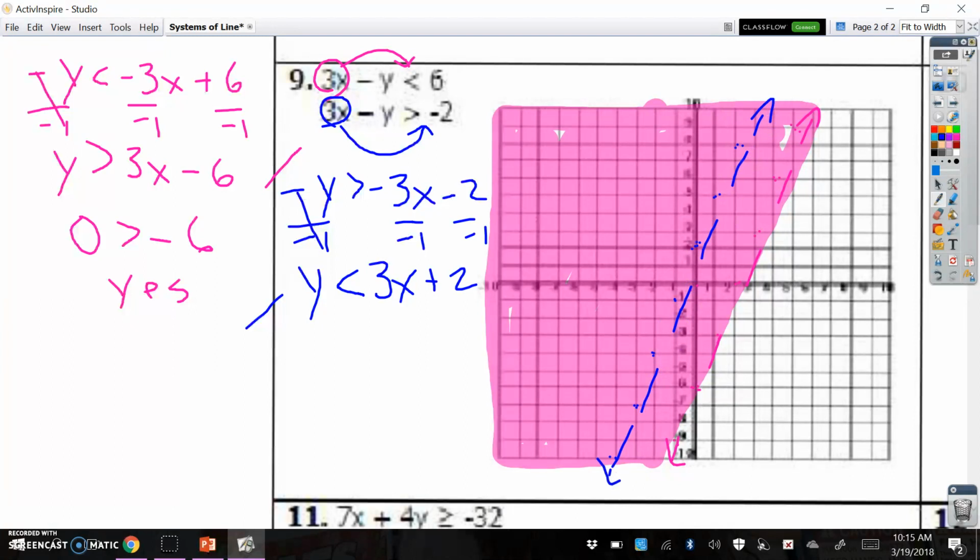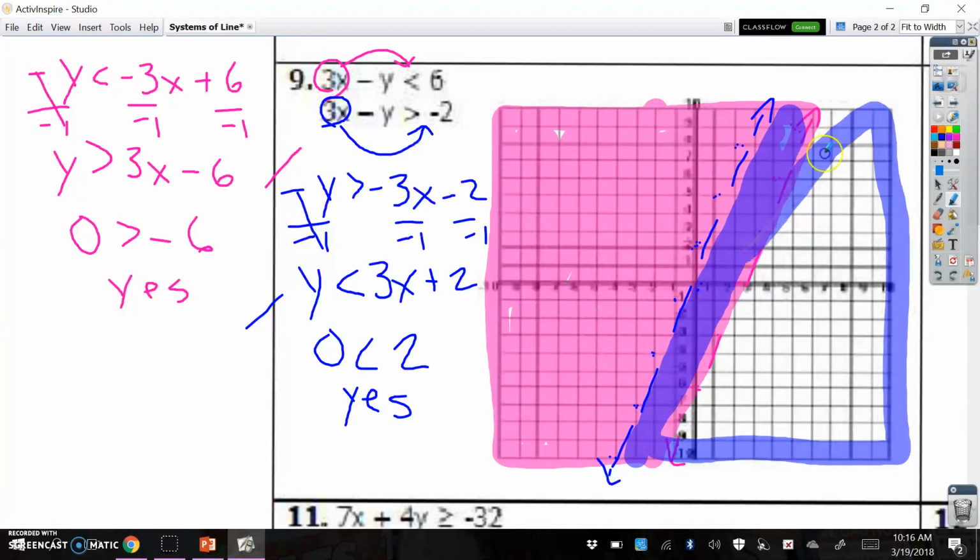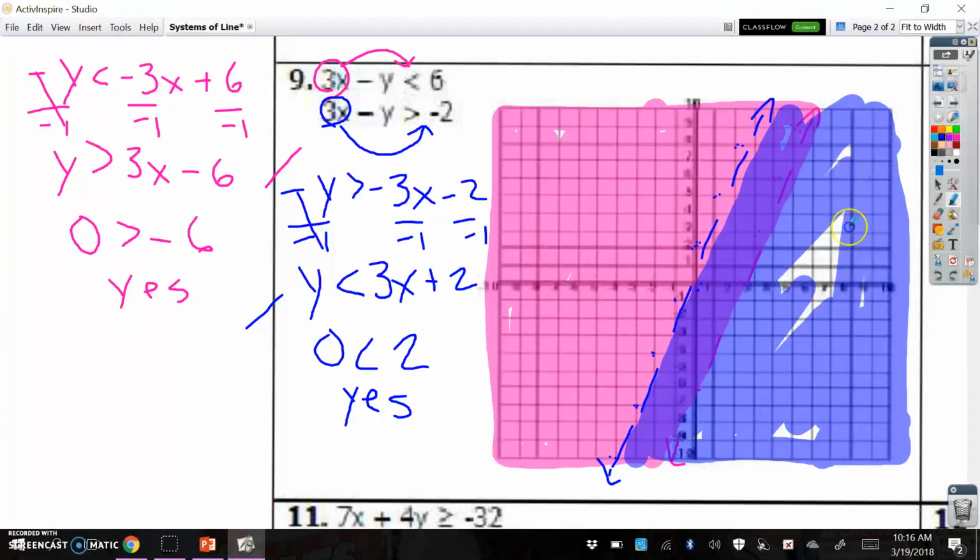Now which side are we going to shade? 0 is less than 2. Is this true? Yes, it is. So we're going to shade on the side that has 0, 0. Now remember, the solution is not the blue, it's not the pink, it's that purple part where they both cross. So it's between the two lines, any point between those two lines.